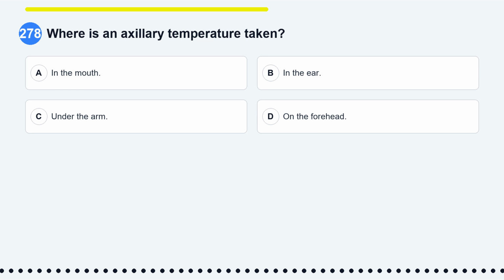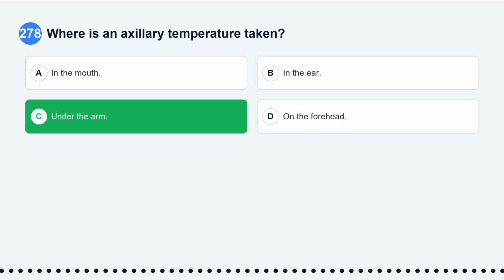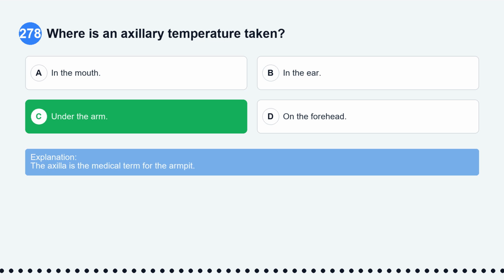Option A, in the mouth. Option B, in the ear. Option C, under the arm. Option D, on the forehead. The correct answer is option C, under the arm. The axilla is the medical term for the armpit.